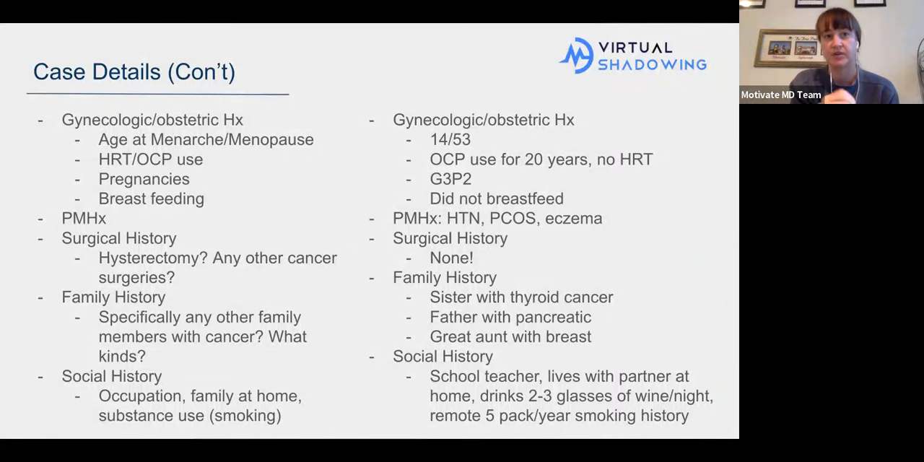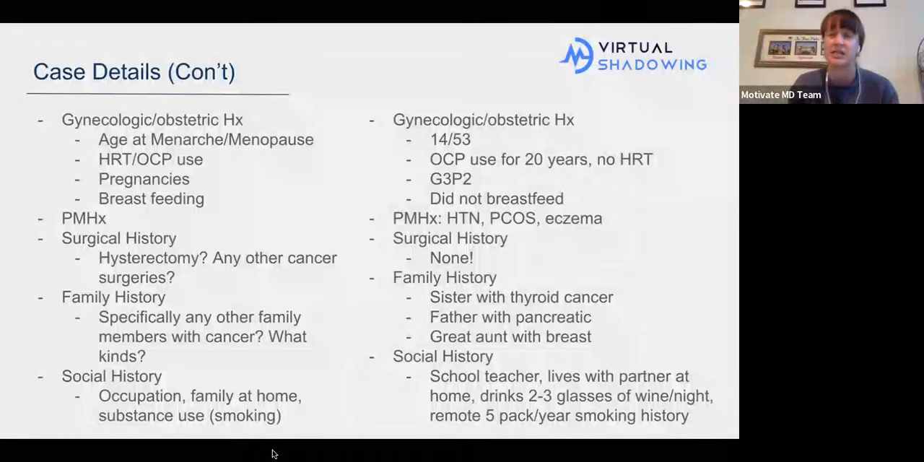The next bullet point here for gynecologic obstetric history is asking about hormone replacement therapy and oral contraceptive pills. Our patient has never used hormone replacement therapy. It's not classically done anymore now because we have since learned that it can predispose people to develop cancer, because a lot of breast cancers are fed by estrogens, so on and so forth. But it still will be prescribed for women who have really bad menopause symptoms, like hot flashes and mood swings and things like that.